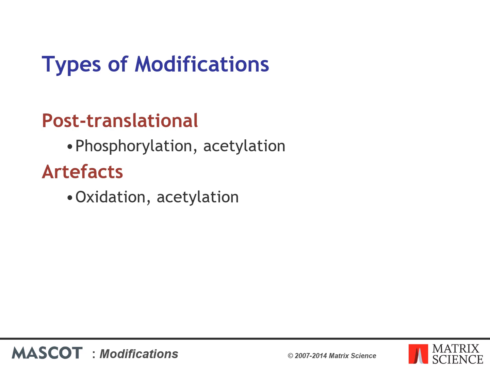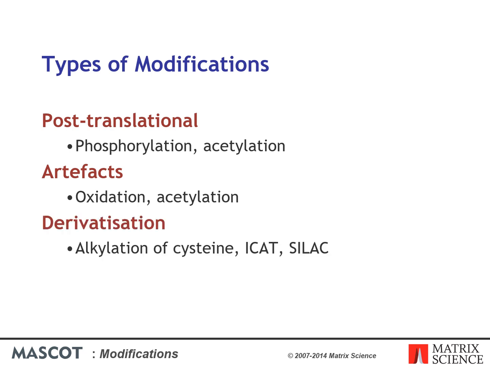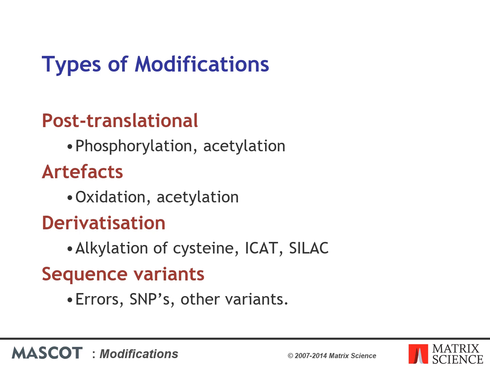And of course, many methods of quantitation involve modifications containing isotopic labels. Some sequence variants, such as a substitution of one residue by another, are equivalent to modifications and can be handled in a similar way.